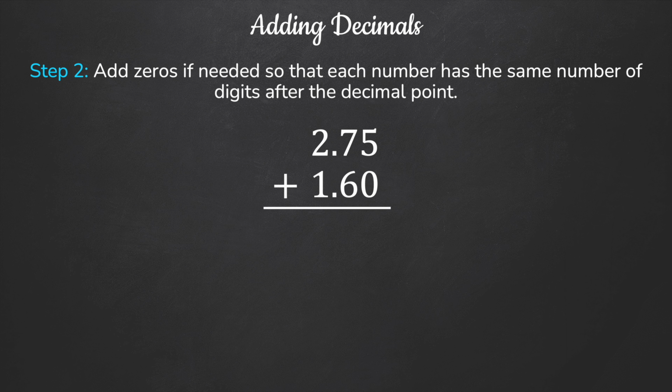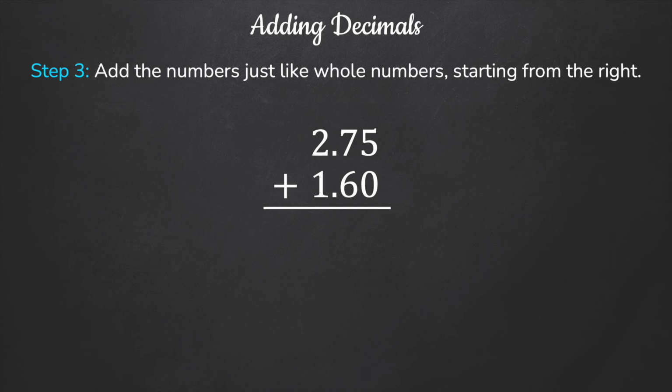Then we're going to add zeros if needed so that each number has the same number of digits after the decimal point. In this case, after the decimal point, both of these numbers have 2 digits, so we could ignore that. Then we're going to add the numbers just like whole numbers starting from the right.